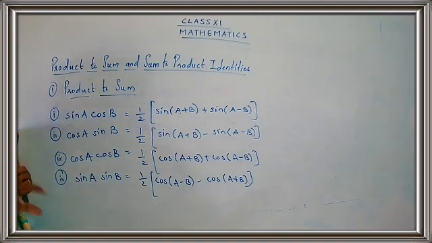Cos A cos B, when you have the same function, the answer will be from cos. So half of cos A plus B plus cos A minus B, and when you have sin A sin B, you have half of cos A minus B minus cos A plus B. So this was for product to sum, and now let us see the sum to product identities.